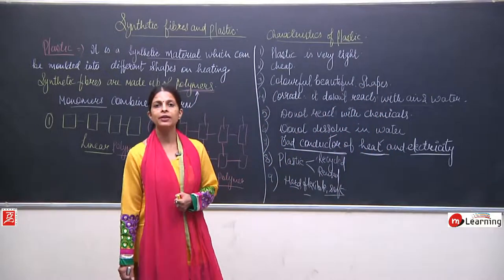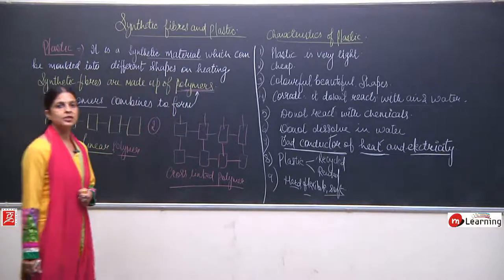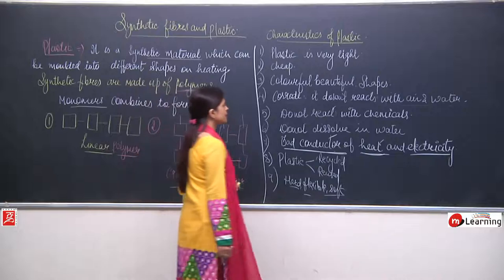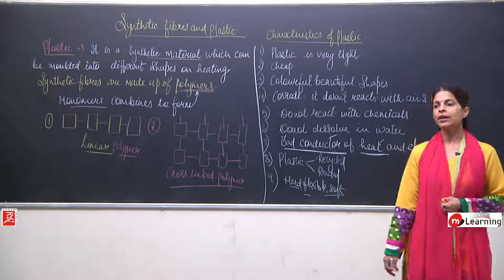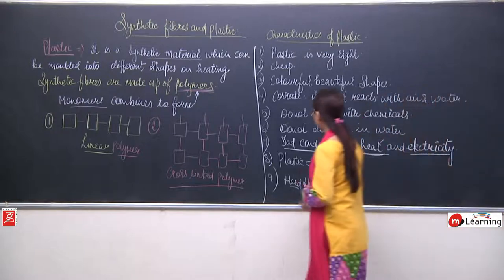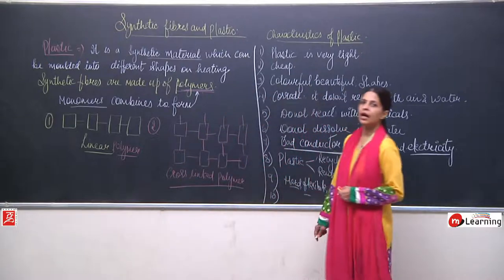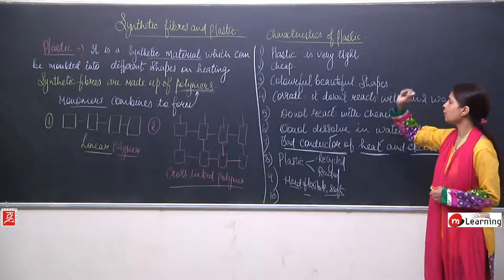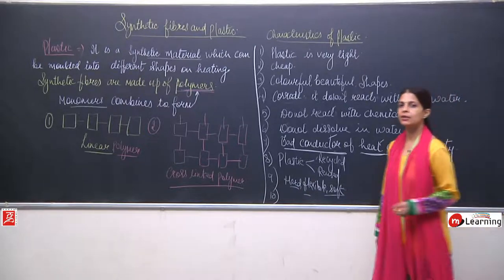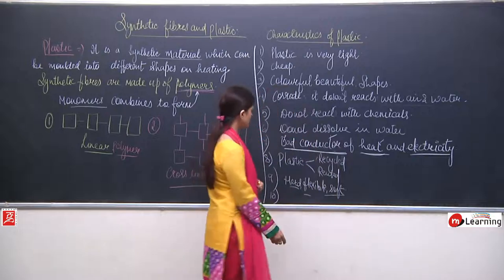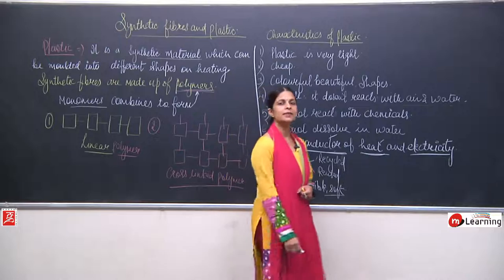It is available in various shapes and sizes, and also at a cheaper rate. It is a bad conductor of heat and electricity. Now if I want to write the uses of plastic over here, how can we write the uses? Just by seeing the properties I can write the uses. When I talk about hard, flexible, soft, I gave the example of the brush. So I can write the brushes over here. I am not able to write everything, so I will just talk about it.